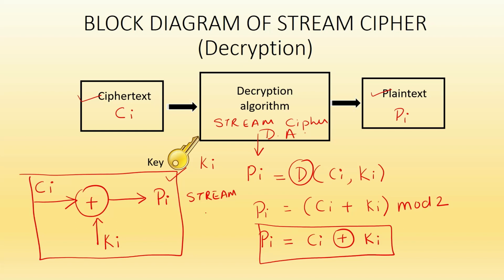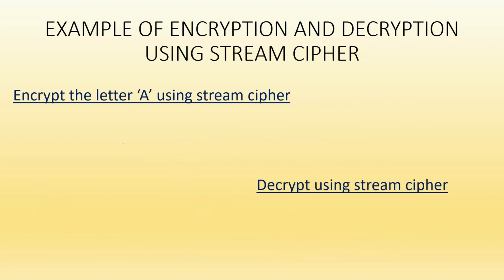Let us now understand the encryption process with the help of an example. Let us say we want to encrypt letter A using stream cipher. So our plain text is now letter A. Based on the ASCII table, the binary equivalent of letter A is represented as follows, so our plain text bits are shown. Now let us assume a key as 101.